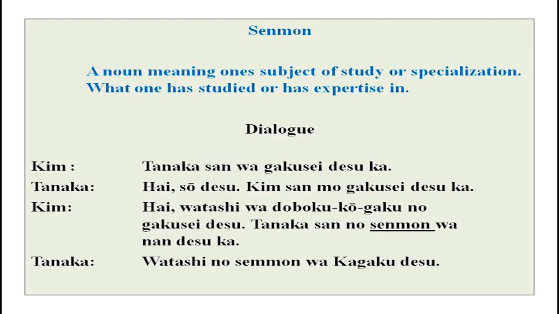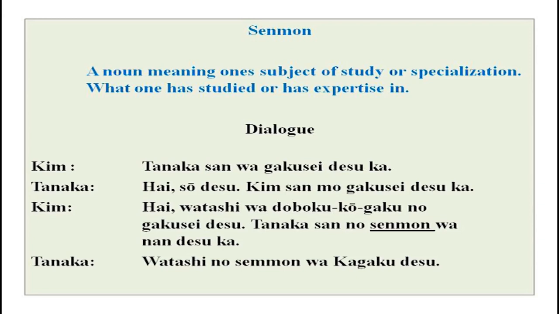Now, there is a small dialogue over here. Tanaka-san wa gakusei desu ka? Hai, sou desu. Kim-san mo gakusei desu ka? Hai, watashi wa doboku kogaku no gakusei desu. Tanaka-san no senmon wa nan desu ka? Watashi no senmon wa kagaku desu. So, well, this is a dialogue between Kim-san and Tanaka-san, and you can very clearly understand what they are saying.